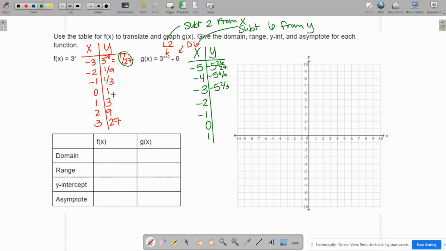Then if we do 1 minus 6, that's going to be -5. 3 minus 6 is going to be -3. 9 minus 6 would be 3. And 27 minus 6 would be 21.